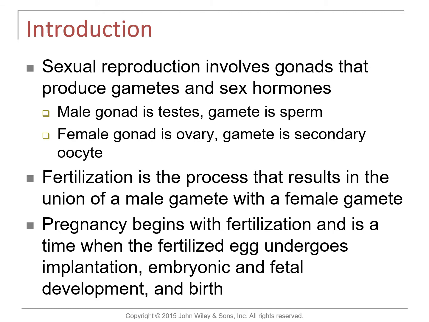The gonads are the organs in the female or the male that have two major functions. Number one, to produce the sex cells, and number two, to produce the sex hormones. In the male, the gonads are the testes, and the sex cells they produce, the gametes, are called sperm or spermatocytes. In the female, the gonads are the ovaries, and the gametes are the secondary oocytes.